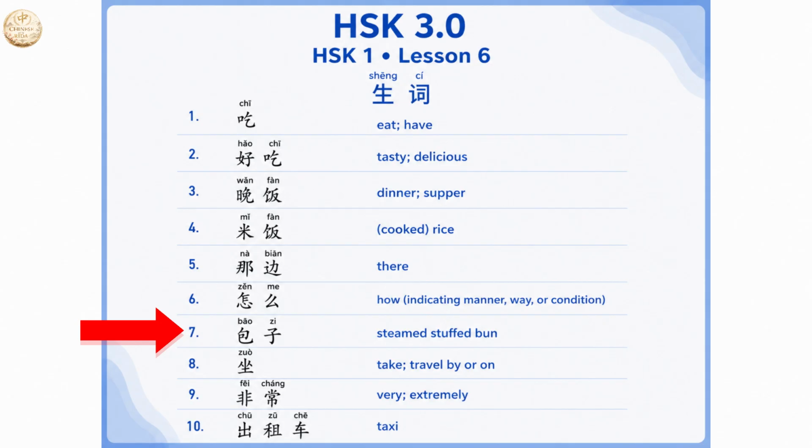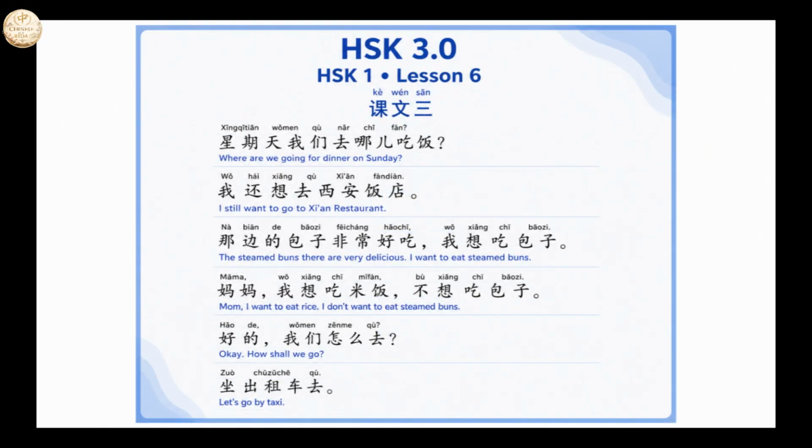They are very delicious. Next one is 坐. It literally means to sit, but here we use it for transportation. So if you sit in a car or bus to go somewhere, you use the verb 坐. So it is translated as take or travel by. Next one is 非常. 非常, very or extremely. This is an intensifier. 非常 is stronger than 很. If something is really good, we can say 非常好, very good. Finally, we have the word for taxi, 出租车. 出租车, taxi. Now that we have finished learning all the vocabulary, let's look at the textbook text.